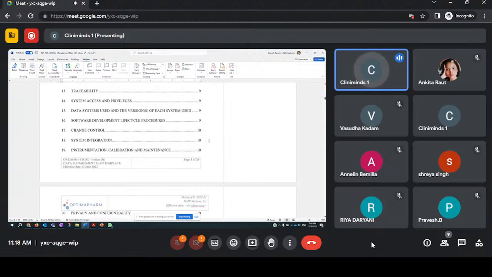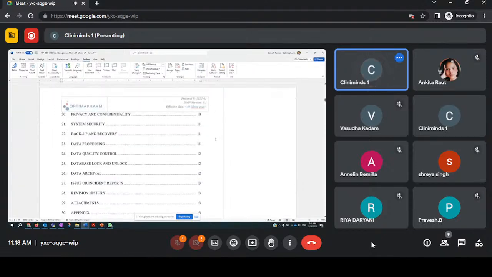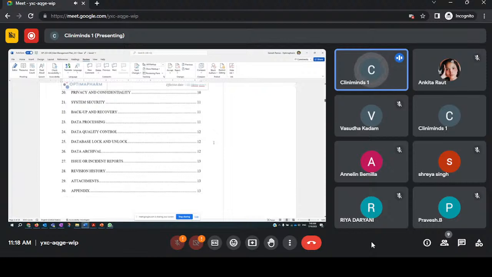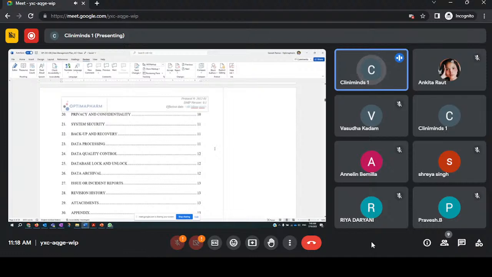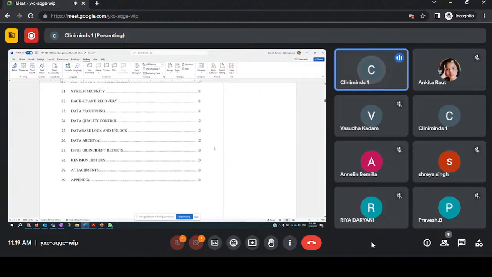Yeah? If you have any system integration, like external data integration, right, then you have calibration and these things. These are if required or not. You have privacy and confidentiality, system security, backup, right? Data processing, QC, database lock and unlock, archival, and so on. So these are examples of the content. These are company specific. You may have different ones in different companies, okay, but this is a standard one.